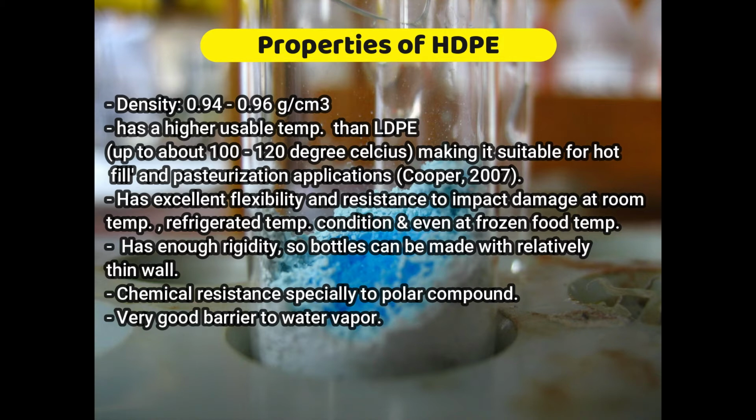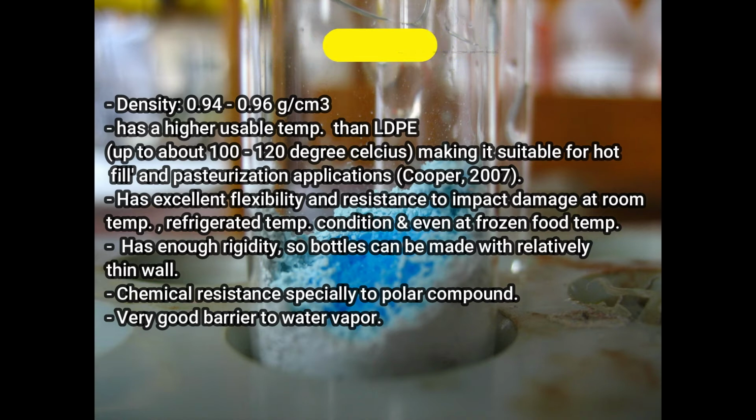HDPE bottles can be made with relatively thin walls because it has enough rigidity. This property can reduce bottle weight and cost. HDPE also has chemical resistance, especially to polar compounds. HDPE is a very good barrier to water vapor. This is because water has very low solubility in HDPE.